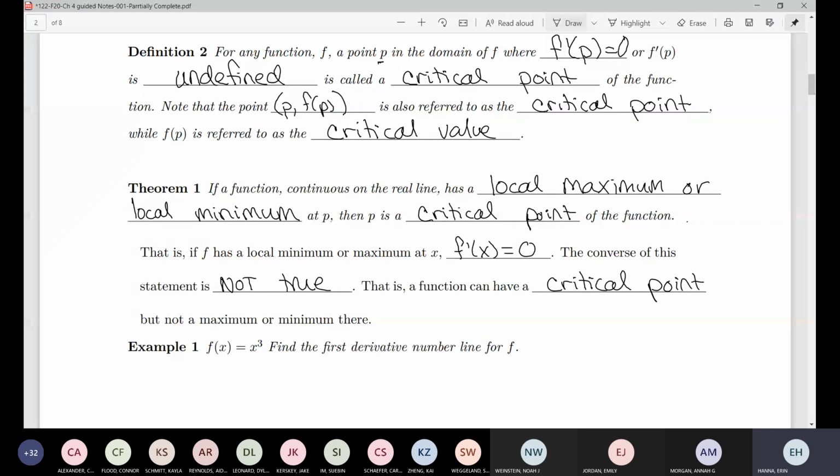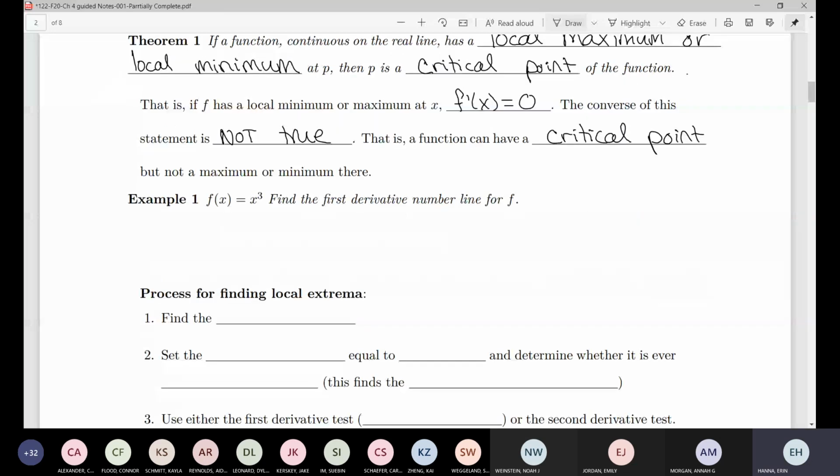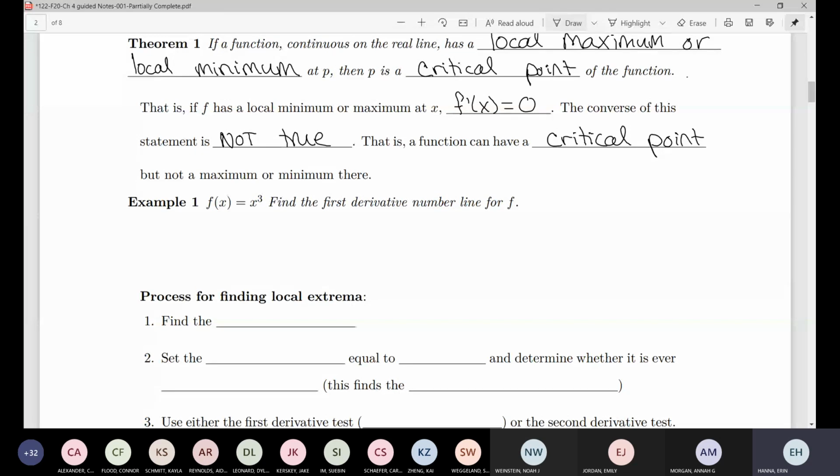I'll hold on a few more seconds. Let me scroll down a little bit. So again, we're going to skip this example one. We'll come back to it on Friday.